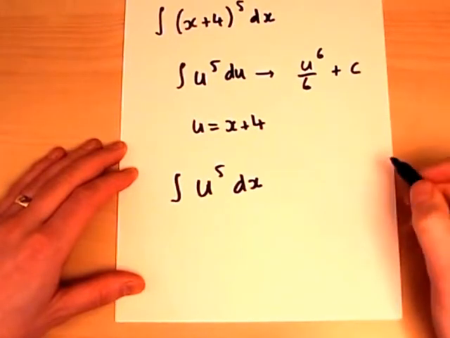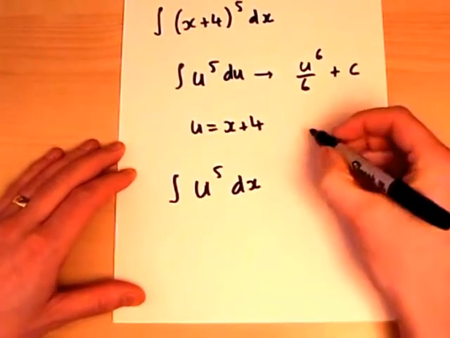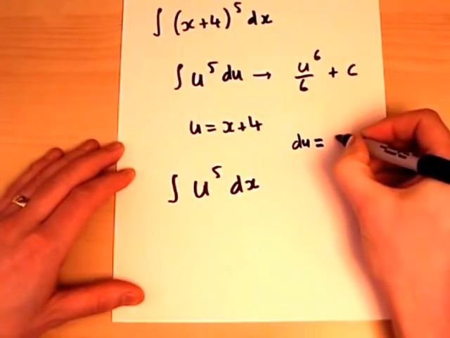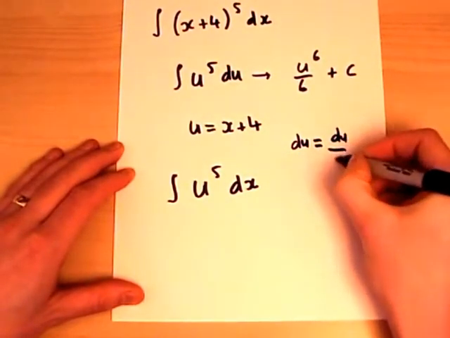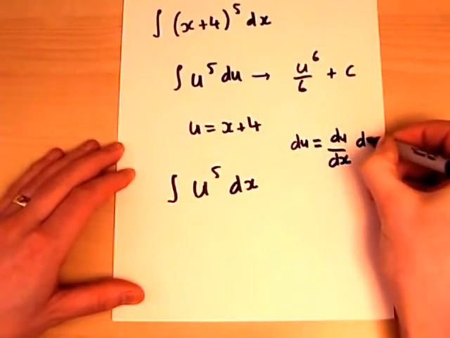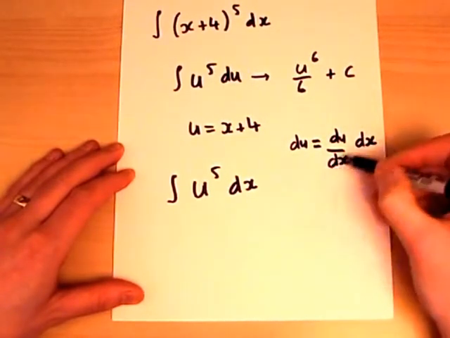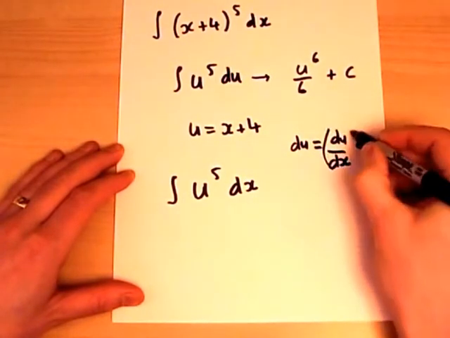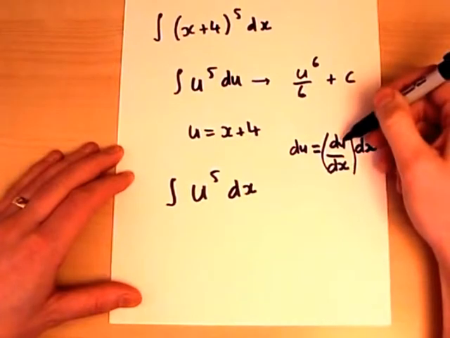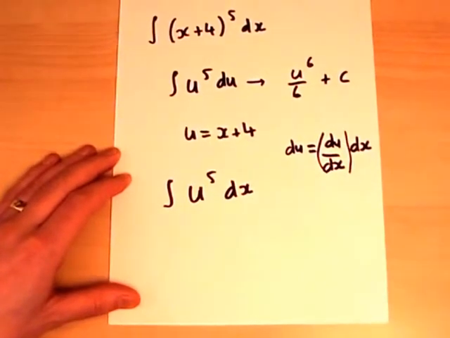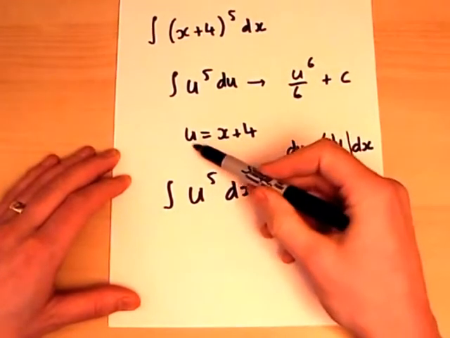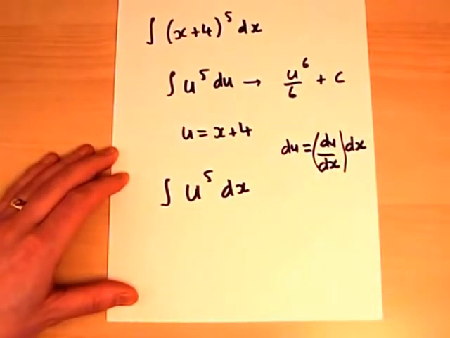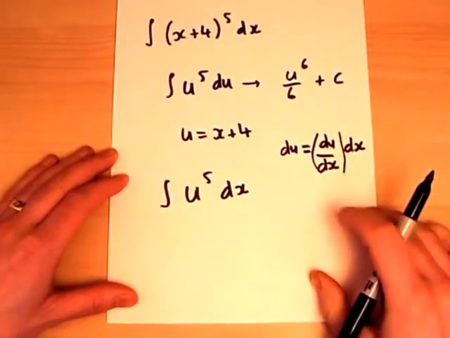Well, if you think back to core 3 and the chain rule, you ought to be able to convince yourself that du is actually du by dx multiplied by dx, because effectively these two, you can think of them as cancelling out back to du. So this term here is the derivative of u with respect to x. So if I've got here u equals x plus 4, it's quite easy to calculate du by dx by differentiating.